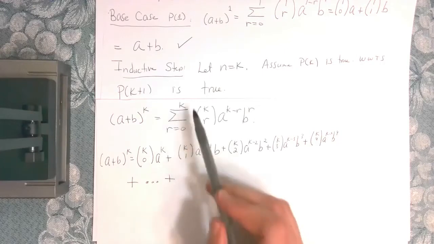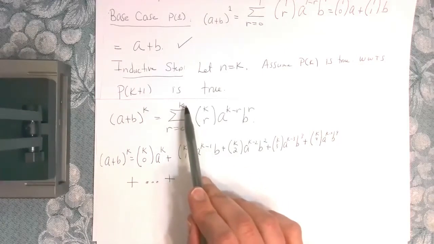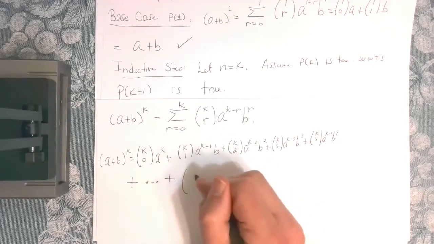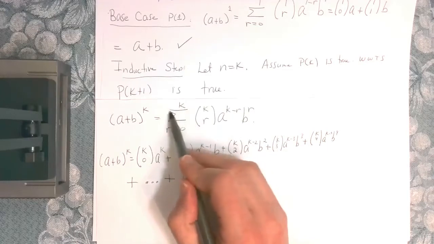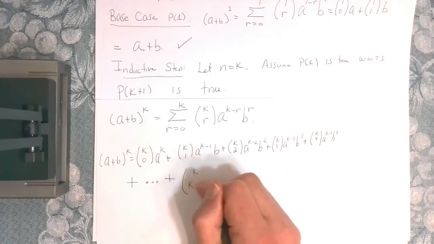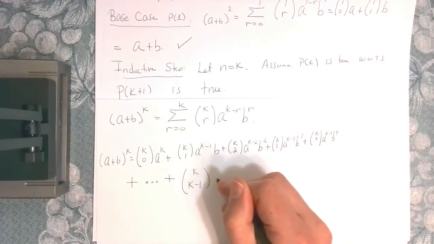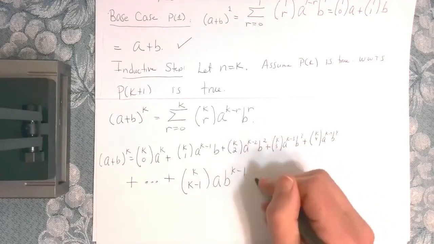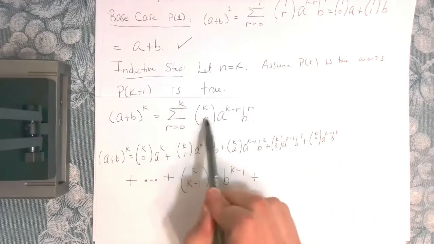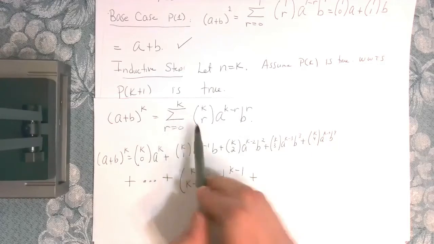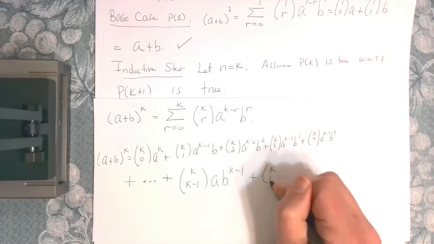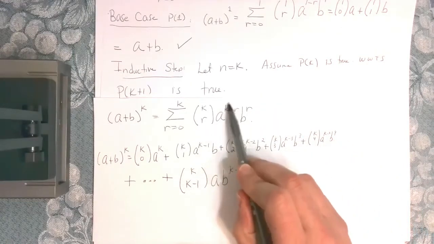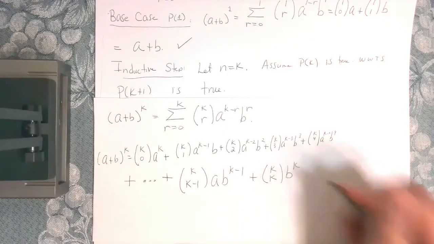And then the term before the last, right? The term before the last, we're going to be plugging in k minus 1 in for r. If the last is k, the one before that is k minus 1. So k minus 1 in for r. And then the very last is when I plug k in for r. Again, if I plug k in for r, I get k choose k. Well, k minus k is 0, a to the 0 is 1, b to the k.